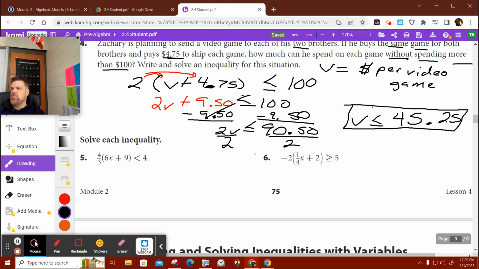So what does the 45.25 represent? Yeah, how much each video game is. Well, wait, I want to make sure that I have the right inequality. Now, here's why. It says he can't spend more than 100, right? That's what it says. So as long as he makes sure the video game doesn't cost him more than $45.25 per video game, can he spend less? Yeah. Would that be less than 100? Yeah. So that would work. Okay. All right. Let me leave that up there for a second so you guys can finish writing it down.